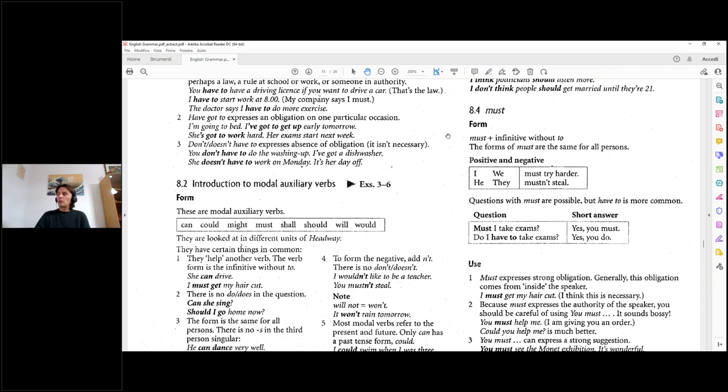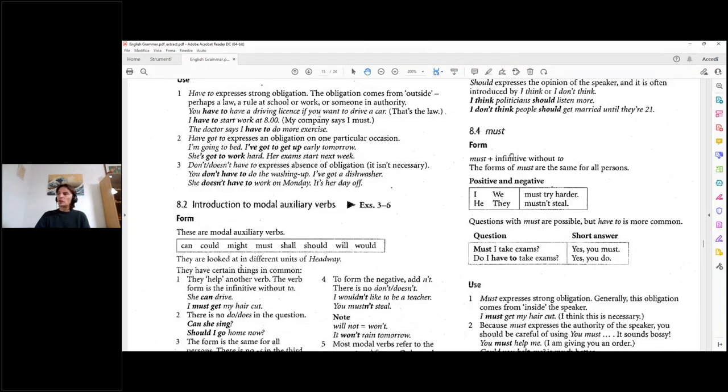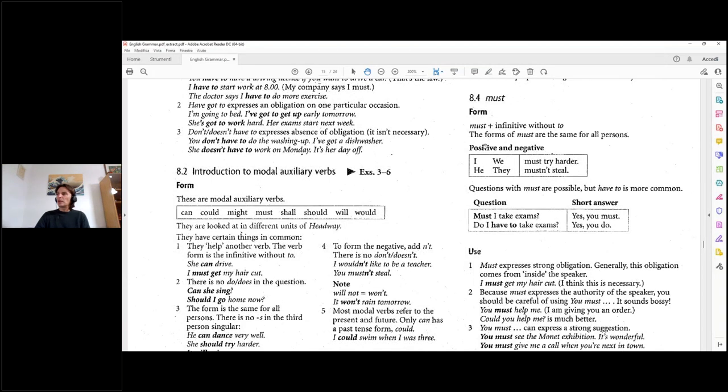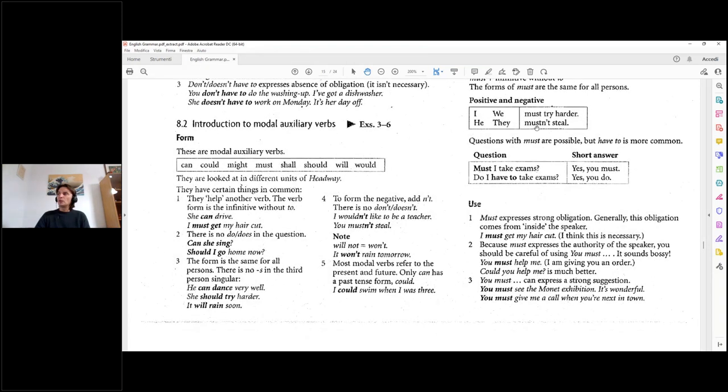Must lo abbiamo fatto in precedenza quando l'abbiamo paragonato a have to, in sostanza è la stessa cosa, cioè indica un obbligo, ma l'obbligo viene direttamente dalla persona che ci parla. I, we, he, they must try harder, cioè io devo provare con più impegno, cioè mi devo impegnare di più, must try harder. I, we, he, they mustn't steal, quindi anche must non necessita il don't, il do.